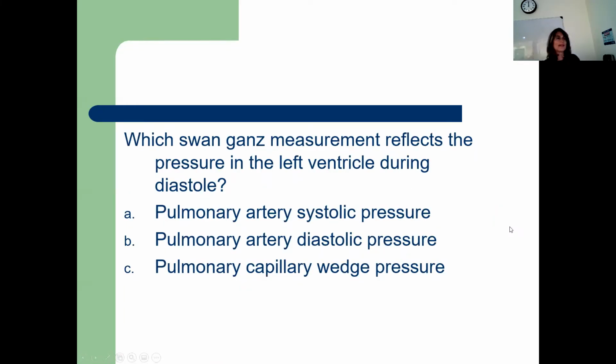Gretchen, which Swan-Ganz catheter measurement reflects the pressure in the left ventricle during diastole? Very good. The pulmonary capillary wedge pressure. Good job.